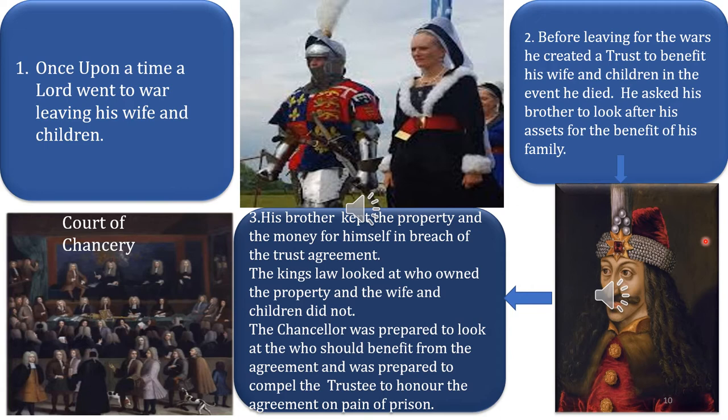Now the king's law, or the common law, said that the property didn't or couldn't belong to a woman and children. So there was no what lawyers call remedy. But the family petitioned the Lord Chancellor, who was prepared to use his power to compel this nasty man into honouring his duties under the trust document. And if he didn't, he'd go to prison, and he'd be kept there until he did. What we would call nowadays an injunction with the threat of imprisonment.